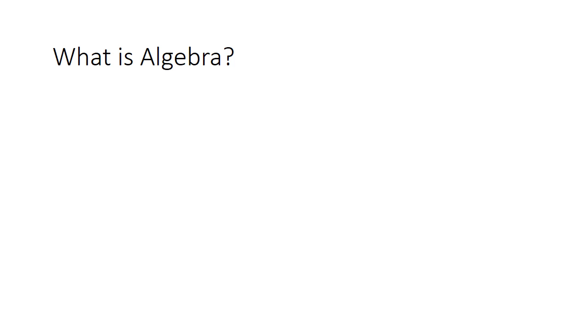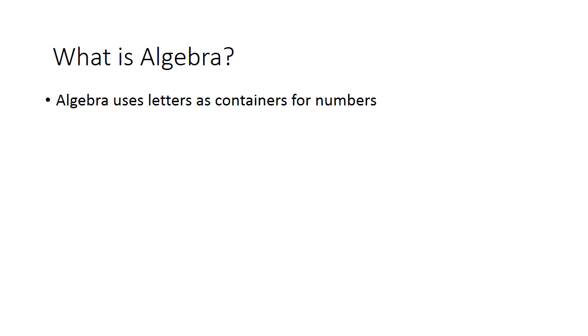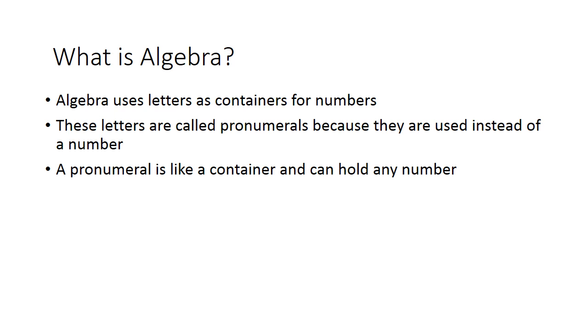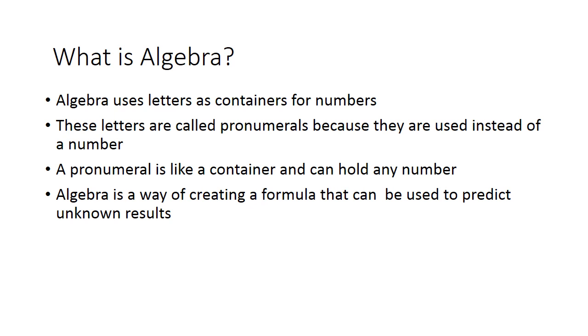So what is algebra? Algebra uses letters as a container for numbers. These letters are called pronumerals because they're used instead of a number. A pronumeral is like a container, so it could be any letter, N, X, P, Y, and that container can hold any number.